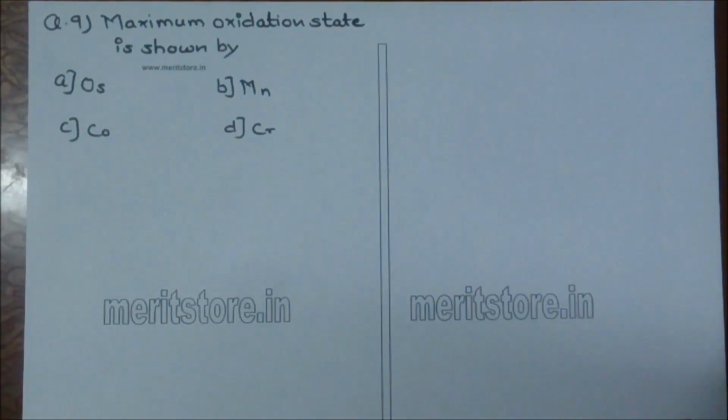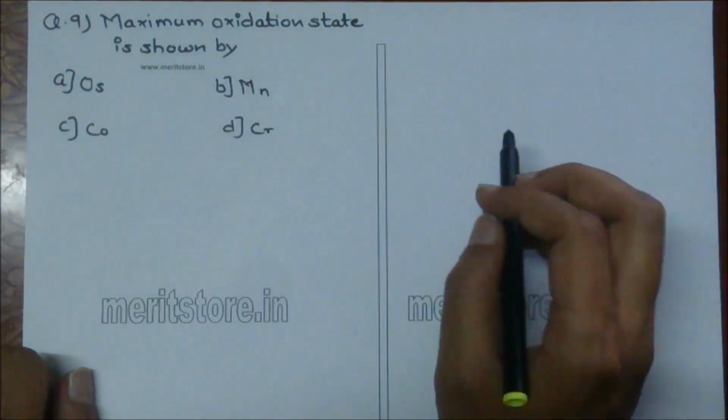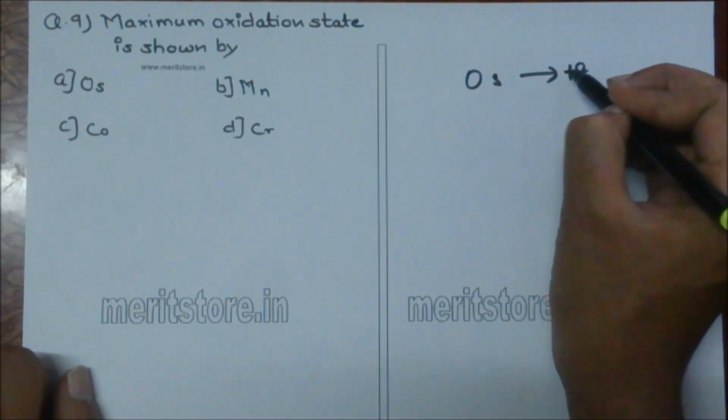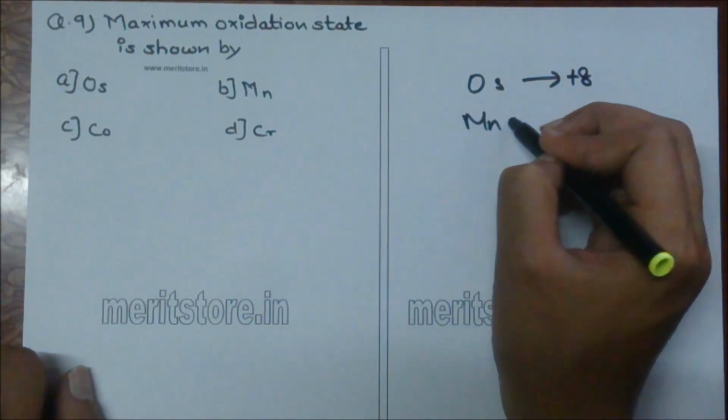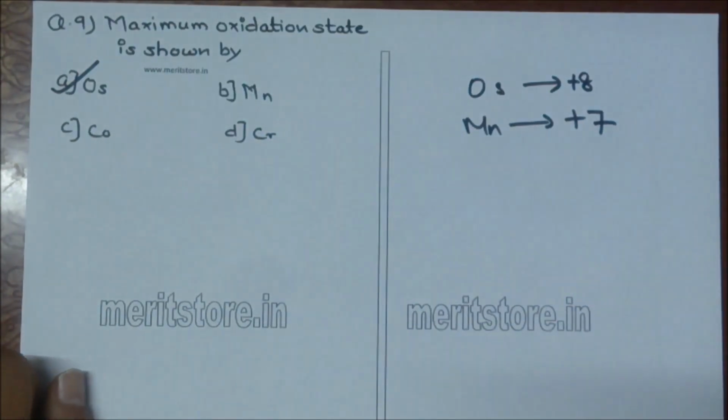Question number 9. Maximum oxidation state is shown by A osmium, B manganese, C cobalt, D chromium. All are d-block elements. Of all these, osmium has the maximum oxidation state of +8 and manganese has the second highest of +7. So option A is the correct answer.